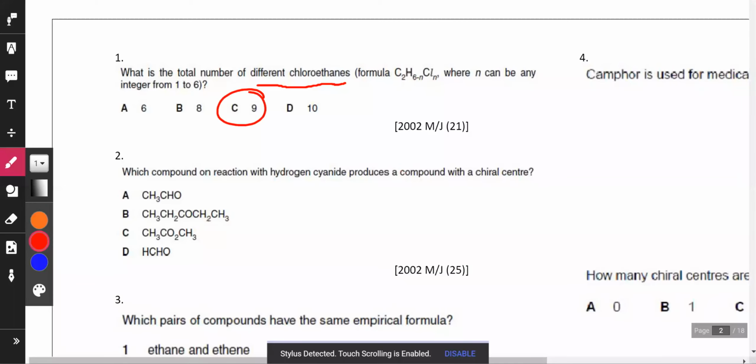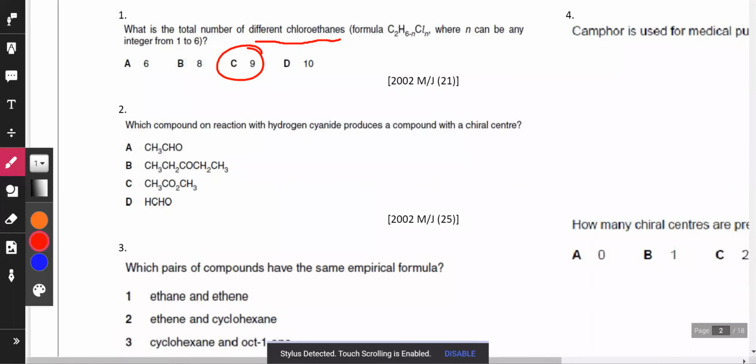Okay? Is this clear? Abba, is this clear? Minahil, clear hai? Yes. Clear.